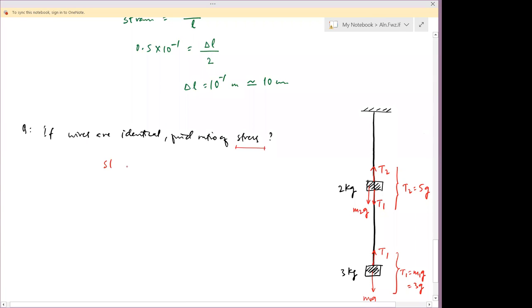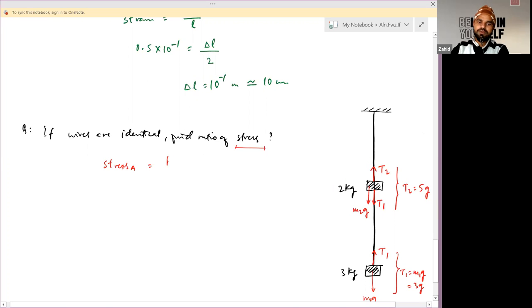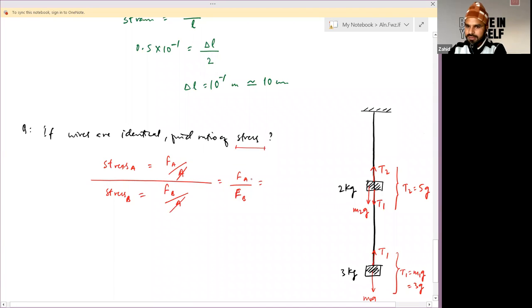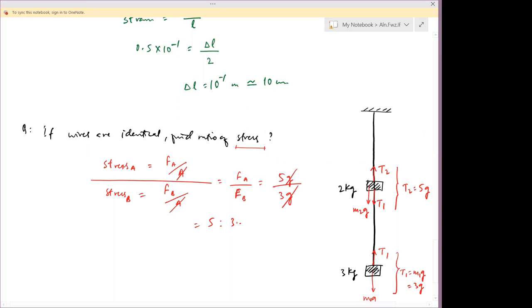Yes, sir. So stress on first wire will be force divided by area of cross section. Stress on second wire will be force on second divided by area of cross section. As force applied in this particular part will be due to tension and area of cross section is same, this term and this term will cancel out. So it will be just equals to FA divided by FB. FA is due to second tension, that is 5 times G, and FB due to 3 times G. So G and G will cancel out. So it will be 5:3 only. Any doubt? No, sir. Okay, just write it down.